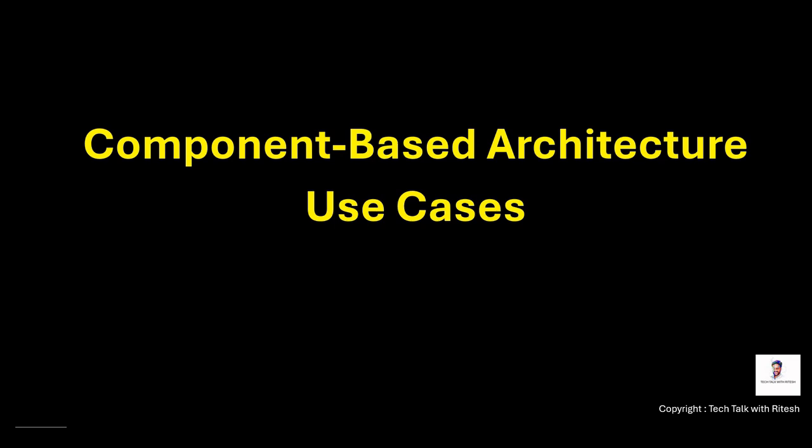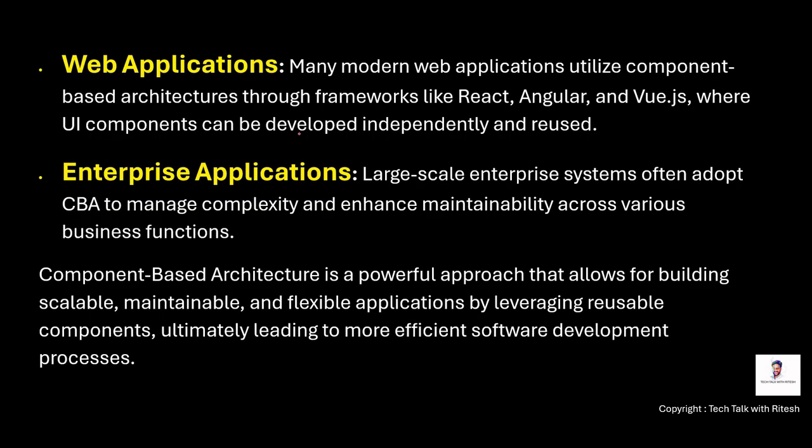Let's see the use cases of component based architecture. For example, one is web applications. Many modern web applications utilize component based architecture through frameworks like React, AngularJS, Vue.js, and CMSs like Adobe Experience Manager and WordPress, right? These all are examples of component based architecture. Enterprise applications: large scale enterprise systems often adopt CBA to manage complexity and enhance maintainability across various business functions. So it is a powerful approach for building scalable, maintainable and flexible applications by leveraging reusable components, ultimately leading to more efficient software development processes.